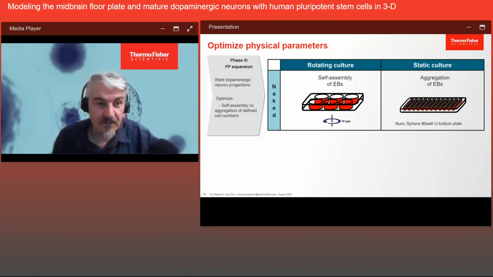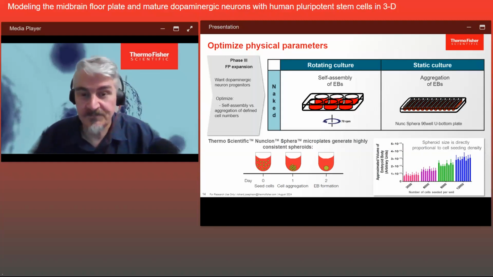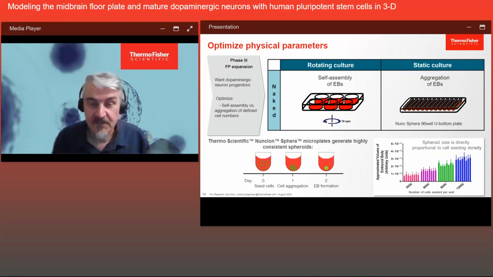The Nunc Sphera plates are a good way to produce uniform spheroids, as shown in this illustration at the bottom. It typically takes, well, this cartoon shows it taking 2 days to form an EB, but in reality, we get a single spheroid within 12 hours of adding singularized cells to the Nunc Sphera plate. And then we can swap the PSC suspension media for the floor plate specification media the next day and begin the differentiation.